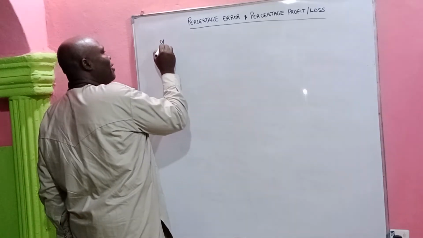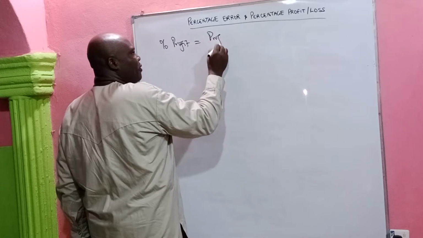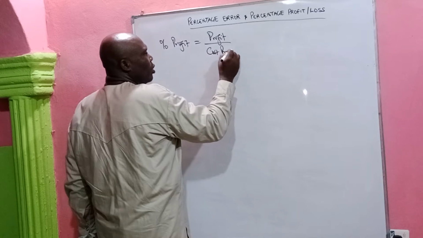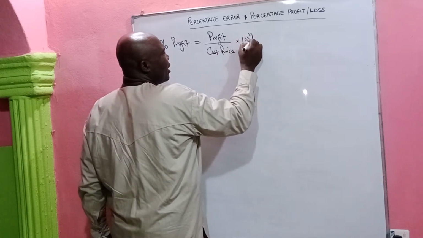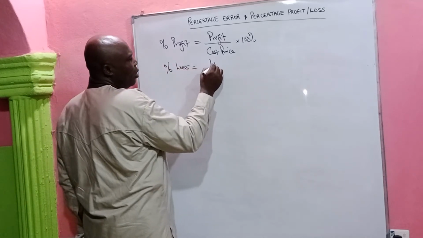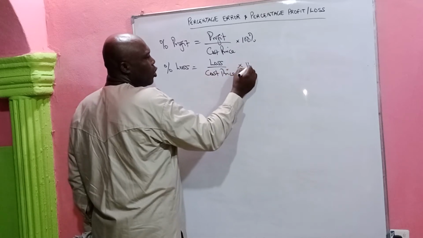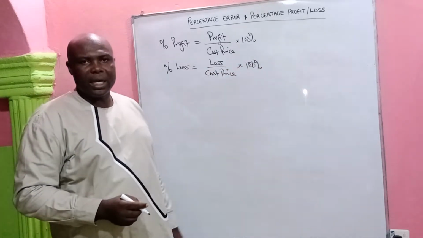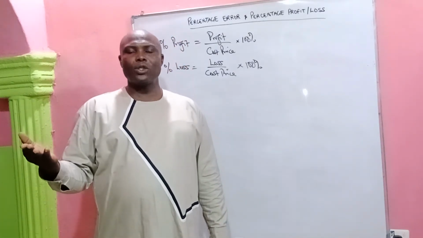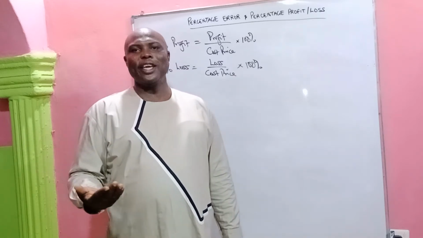If you are asked to find the percentage profit, that will simply be the profit you have made all over the cost price, times 100%. And if you are asked to find the percentage loss, of course, that will be the loss all over the cost price times 100%. Whichever one is applicable, understand that when you buy lower and sell higher, you're making a profit. But when you buy higher and sell lower, you are incurring a loss.